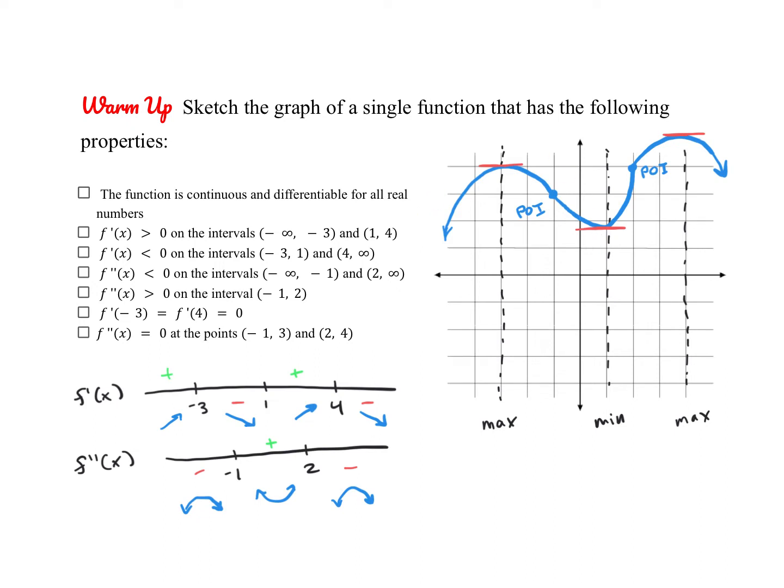And since our graph is changing from increasing to decreasing at negative 3, we have a maximum somewhere at x equals negative 3. The y value can be anything because it's not specified, but the x value needs to be at negative 3. And then here we're changing from negative to positive, so we have a minimum at positive 1. And then here we're changing from positive to negative, so again we have a maximum somewhere on the line x equals 4.